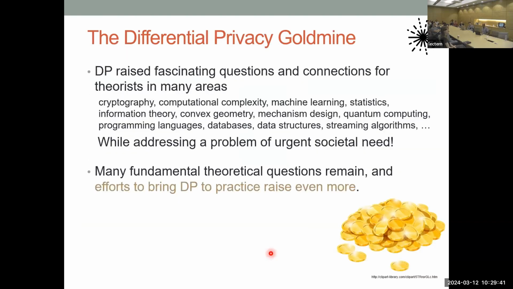Okay. And so that leads to the end of this first part of the talk, where I want to just convey the point that from even just a purely theoretical research point of view, differential privacy turned out to be a goldmine. It raised fascinating questions and still does, connections for theorists in many areas of theoretical computer science, mathematics, statistics, programming languages. It seemed that anyone who came to this area had ways of bringing their toolkit to bear and bringing tools from differential privacy also back to their own research area.